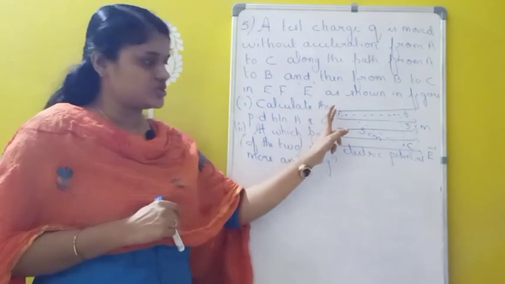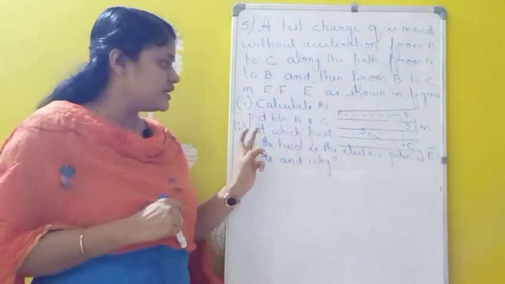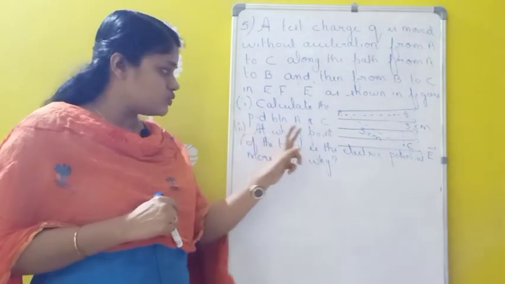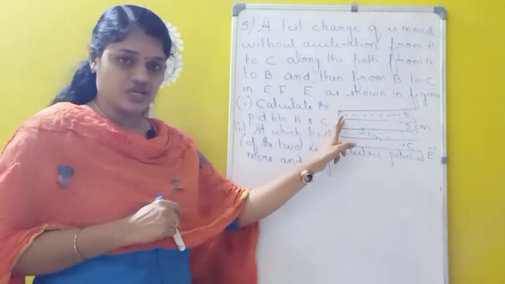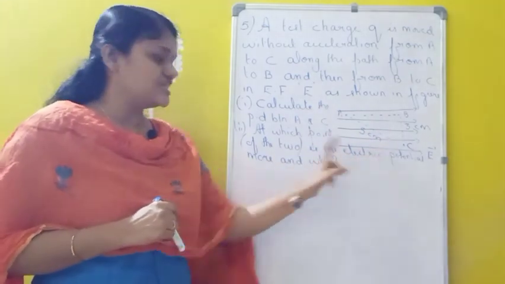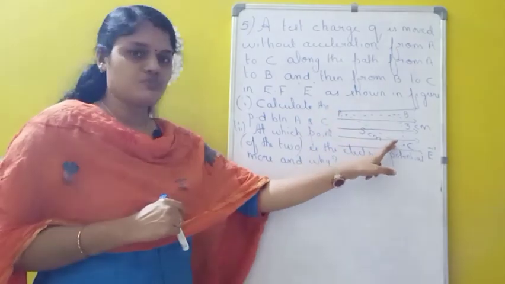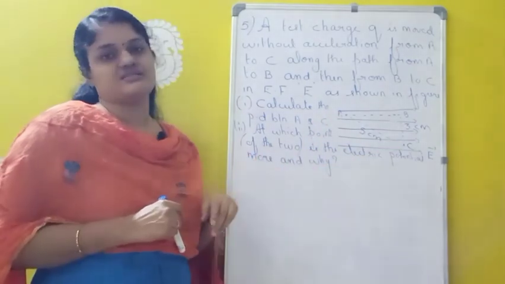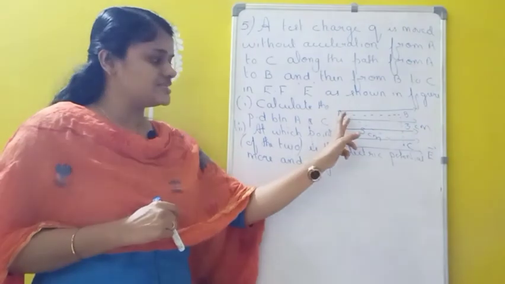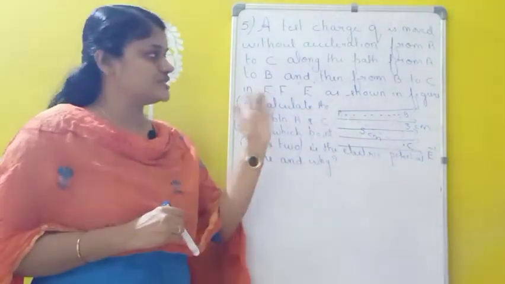We have to find the potential difference between these 2 points, A and C, as well as find at which of the two points the electric potential is more, whether at A or at C, and why. Suppose at A it is more, what is the reason? Suppose at C it is more, what is the reason? This is the question.